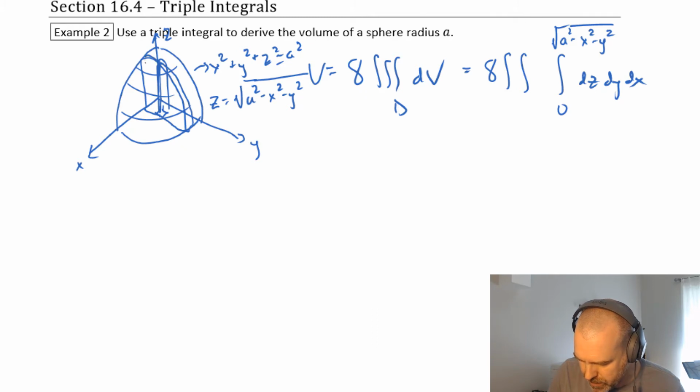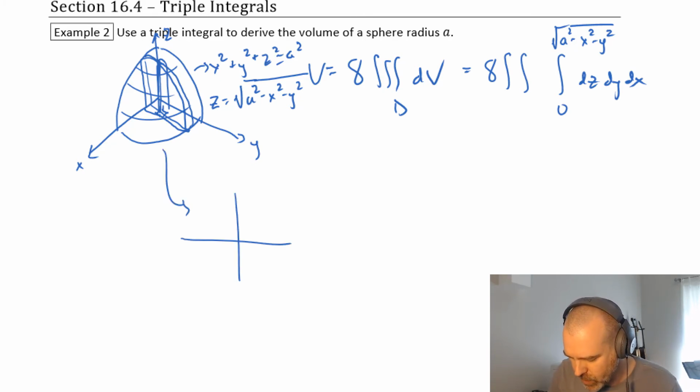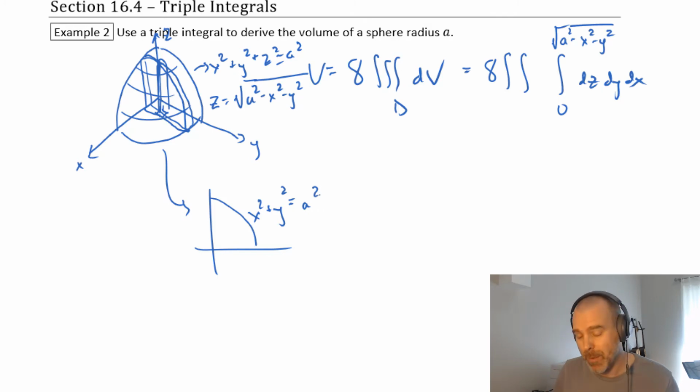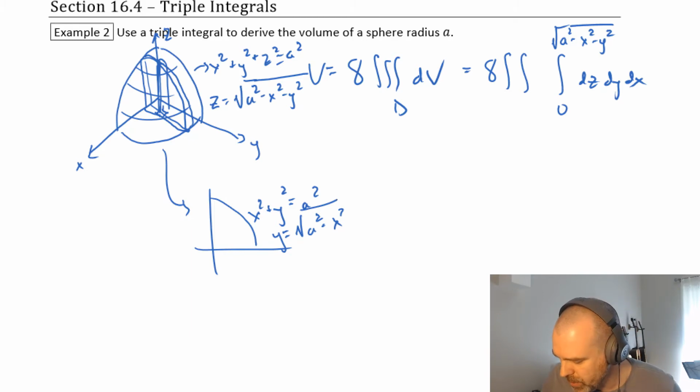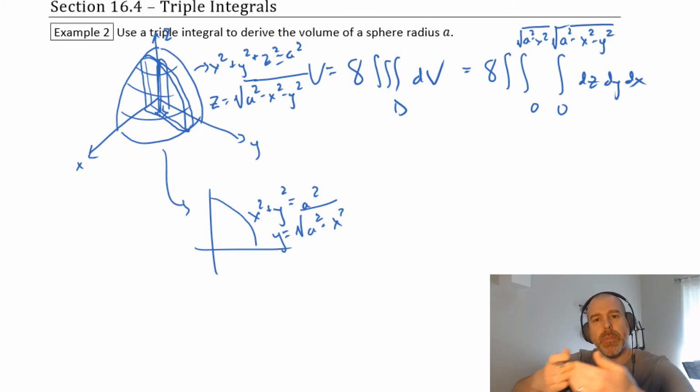see the little slice there? So now we're going to add them up from 0 over to the curve, but we need that curve. And that curve is in the xy plane: x squared plus y squared equals a squared in the xy plane. And so similarly, y is the square root of a squared minus x squared. So that will be the interval for y, 0 to square root of a squared minus x squared. And then finally the x, we're going to add up those slices, and x goes from 0 out to a.